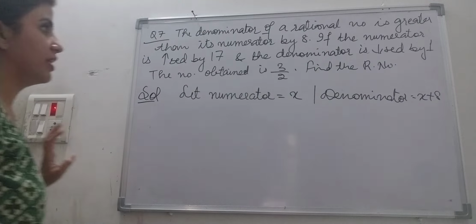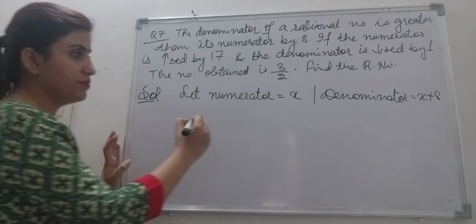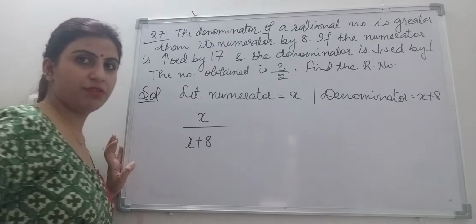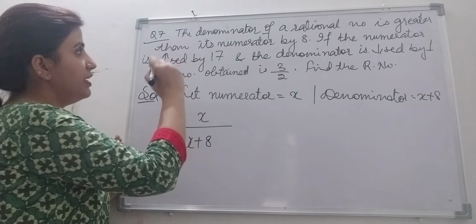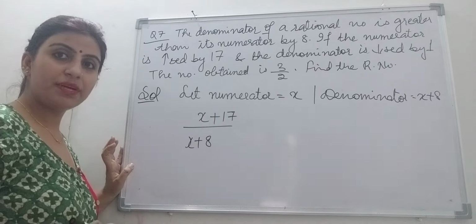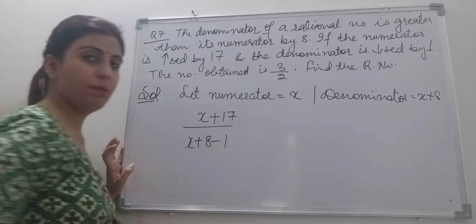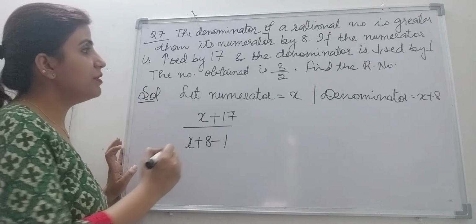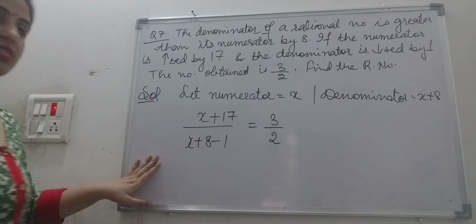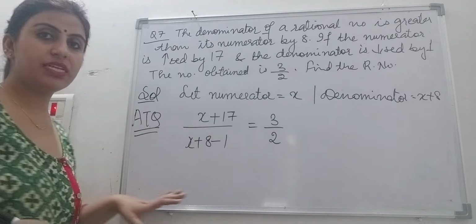Now let us read the next line. If the numerator is increased by 17, let me form the equation first. x upon x plus 8. This is the rational number form. If the numerator is increased by 17, numerator increase means plus 17. Denominator is decreased by 1, denominator minus 1. The number obtained is 3 by 2. This is the equation form according to the question.